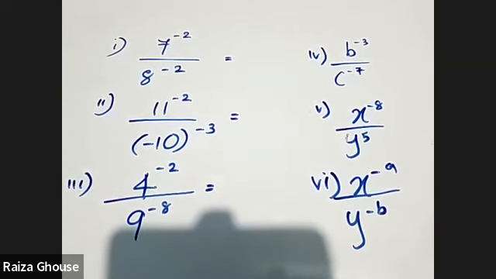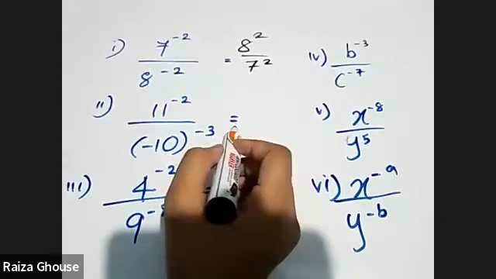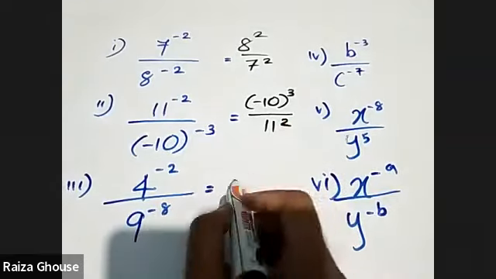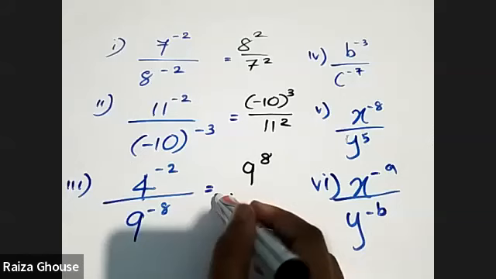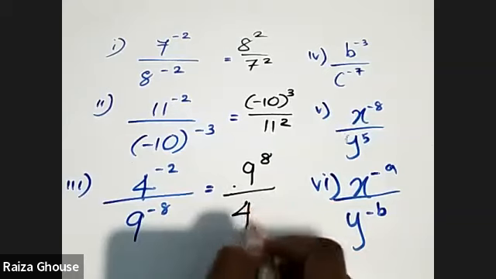Okay, right? Now see the first one. How do you write it? Sahdia, can you tell? 8 to the power 2 over 7 to the power 2. Very good. Rukaya, tell me the second one's answer. Minus 10 to the power 3 over 11 to the power 2. Very good. Sabiha, third one. 4 to the power 2 divided by 9 to the power 8. Wrong. 9 to the power 8 divided by 4 to the power 2. Power should change.